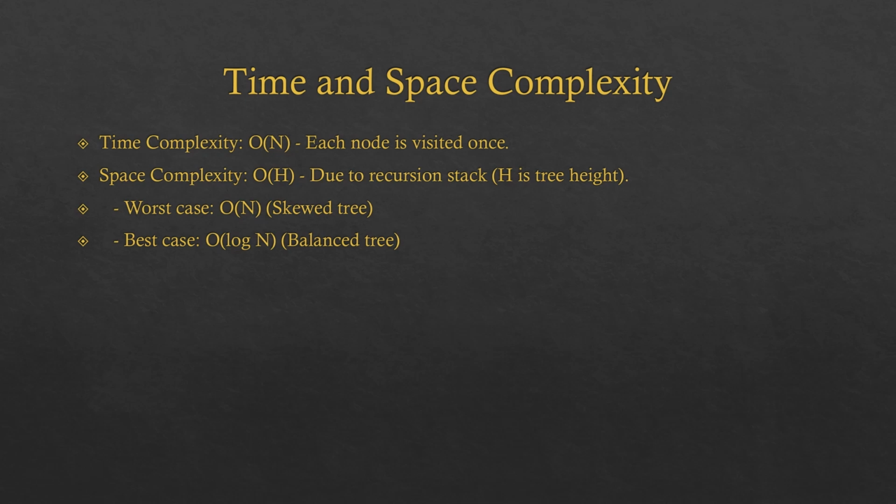Let's analyze the efficiency of our approach. The time complexity is big O of n since we visit each node exactly once. The space complexity depends on the recursive depth, which is big O of h, where h is the height of the tree. In the worst case, for a skewed tree, this can be big O of n, while in a balanced tree it is big O of log n.